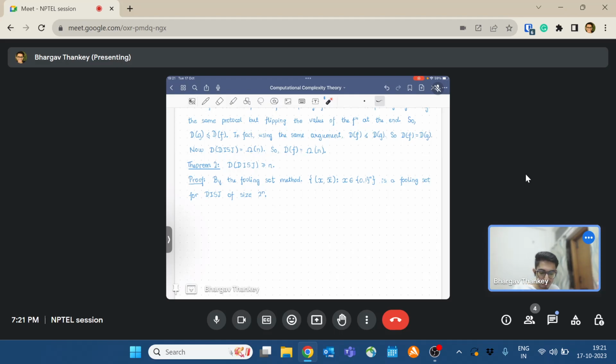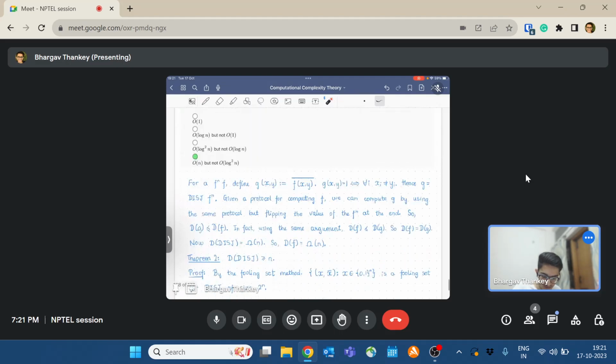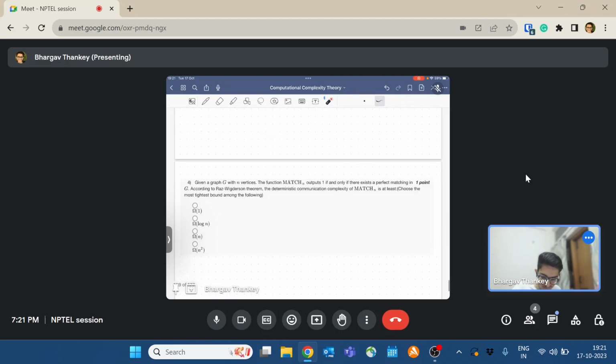And so this communication complexity is at least n, and so f is at least n. So the answer is B. And let's look at the next problem.